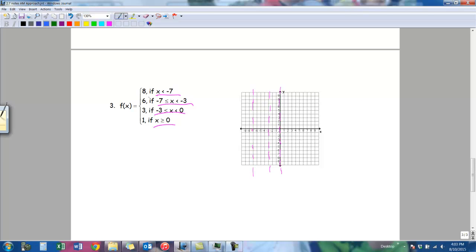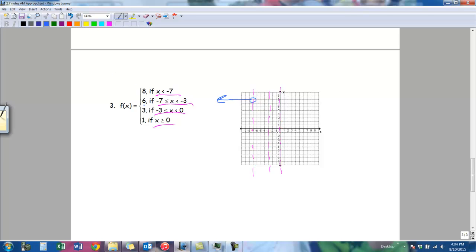Now, what kind of line is y equals 8? Well, that's a horizontal line at 8. Right? But here's the thing. We're not using that entire line. We're only using when x is less than -7. So from here, this way, that's it. So we don't need that whole line. We only need up to less than -7. Now, is that going to be an open circle or a closed circle at -7? It's going to be open. So it's a horizontal line less than -7.